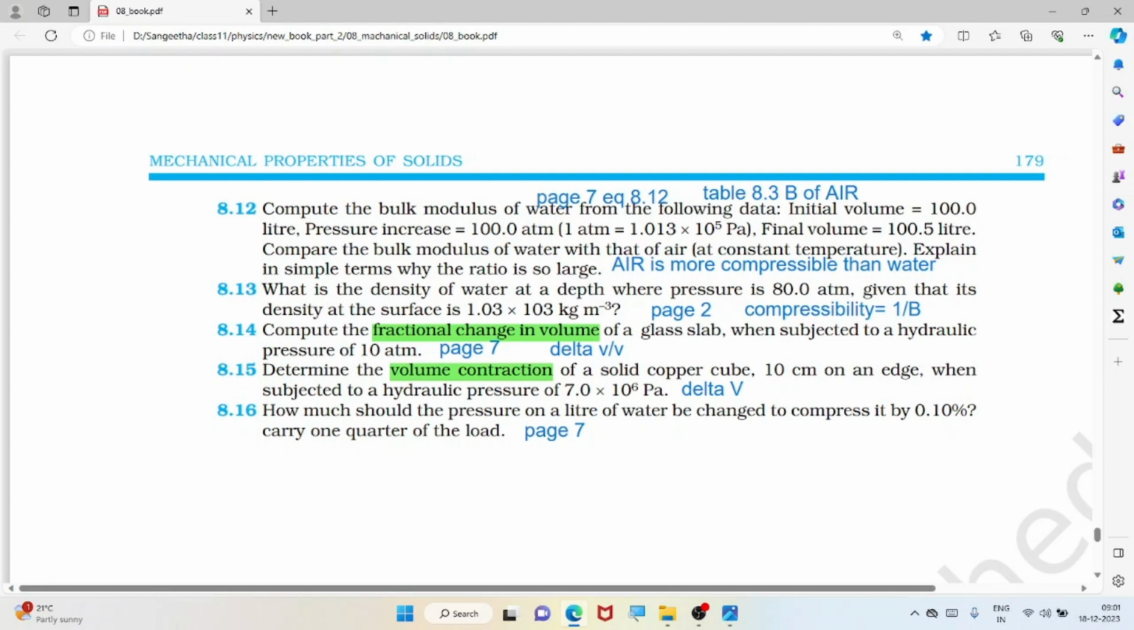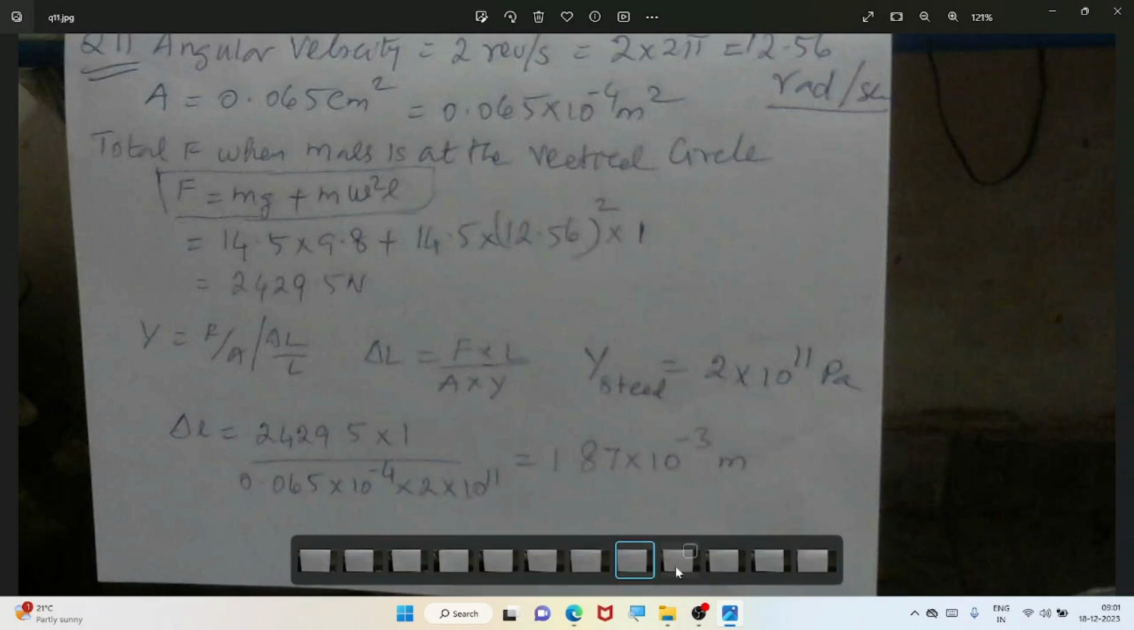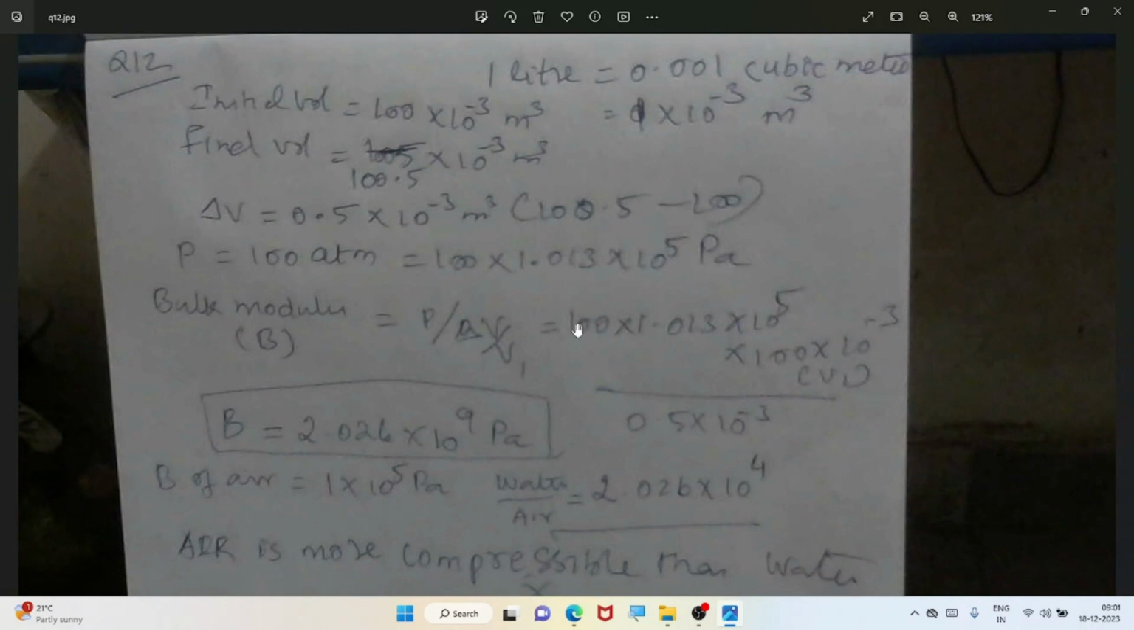Compute the bulk modulus of water from the following data: initial volume, pressure increase, final volume. Explain in simple terms why air is more compressible than water. 8.12. Initial volume, final volume, difference in volume.